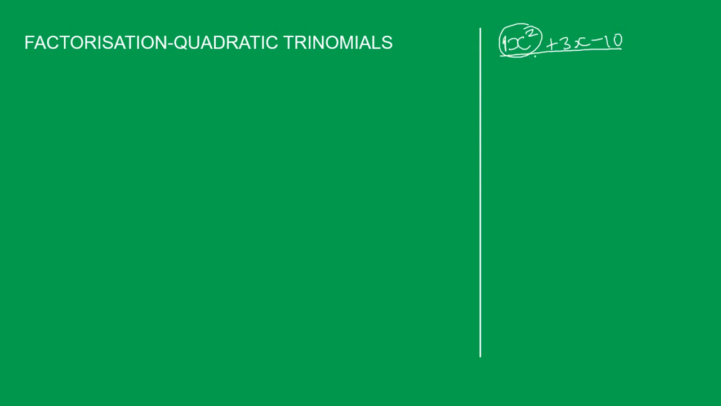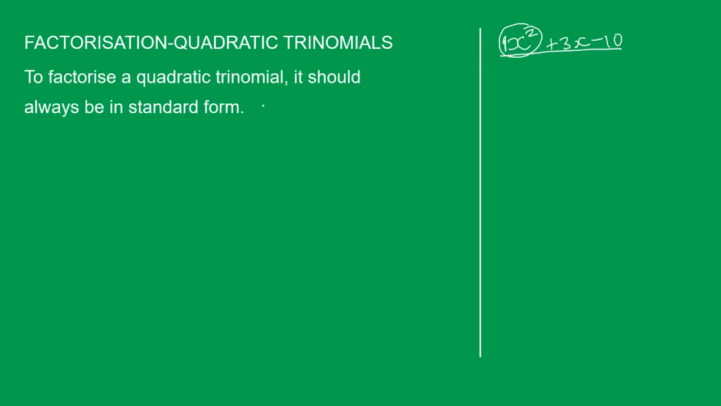Then after this, we're going to look at the quadratic trinomials with the coefficient of x squared which are not equal to 1. To factorize a quadratic trinomial, it should always be in standard form. So the standard form is like this: ax squared plus bx plus c.